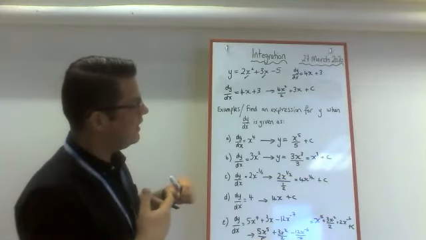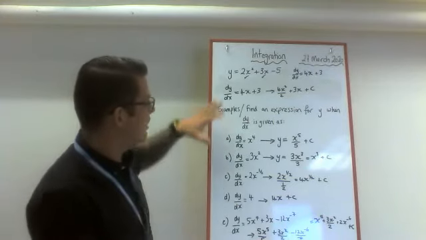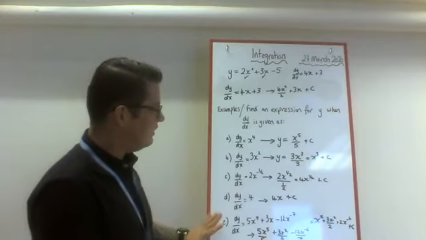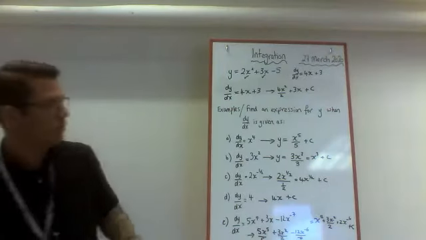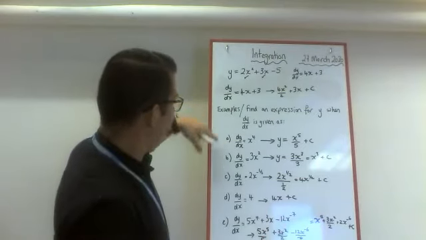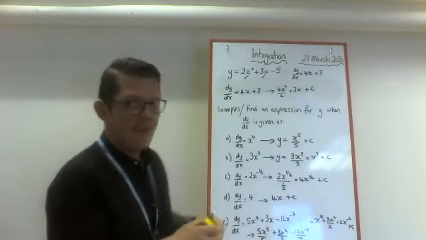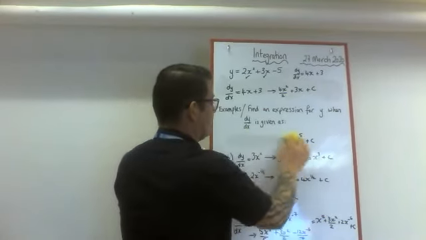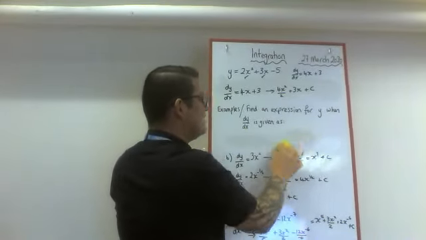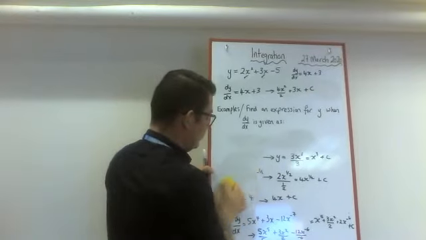Now, as I said before, this depends upon notation. We might not get dy by dx equals. We might get f dash x equals. Well, let's have a look at notation then. I've got some more examples. So this is the next part in your notes.